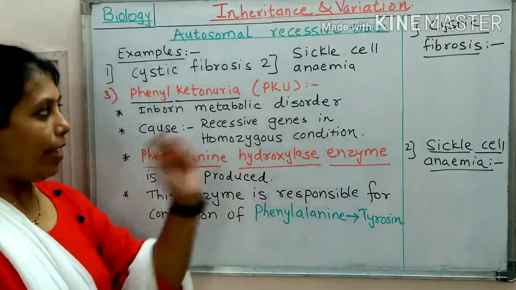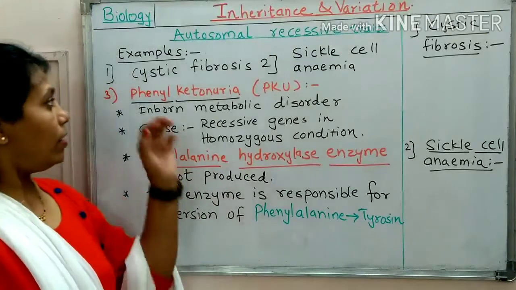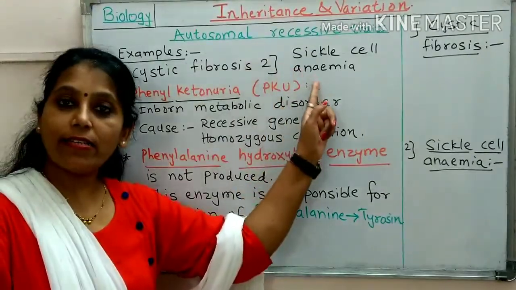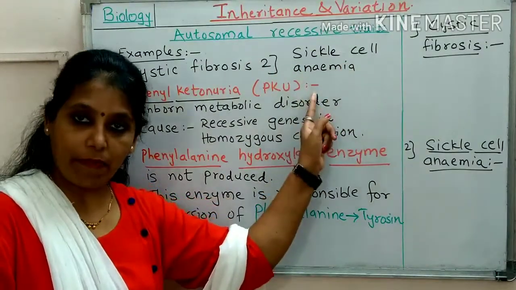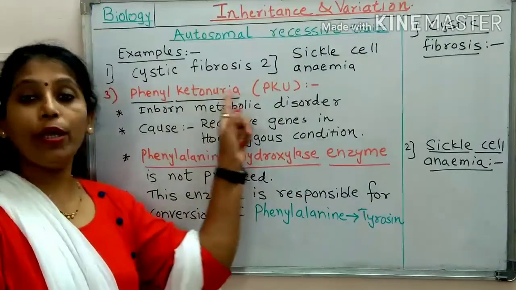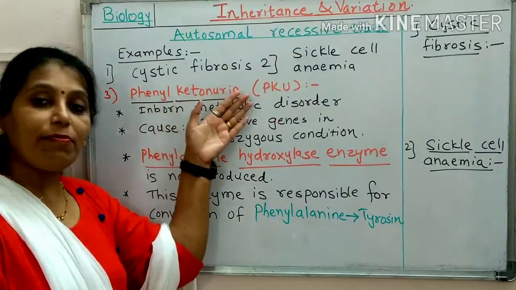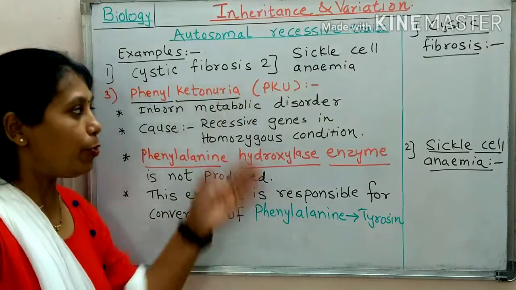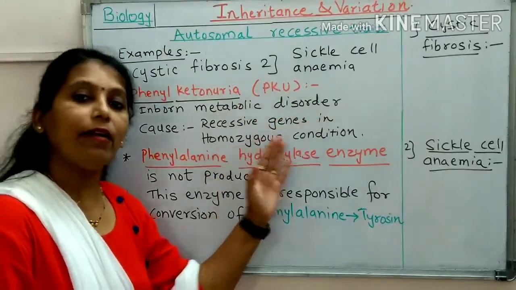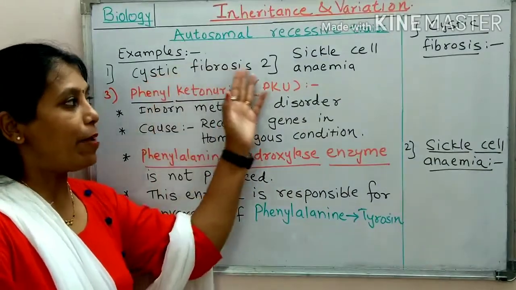Okay. So in the textbook, they have given three examples. The first is cystic fibrosis. Second is sickle cell anemia. And third is phenylketonuria. Okay. Now, the description of this phenylketonuria, PKU, is given already. We'll come to this part after some time. First, I'll explain what is cystic fibrosis.